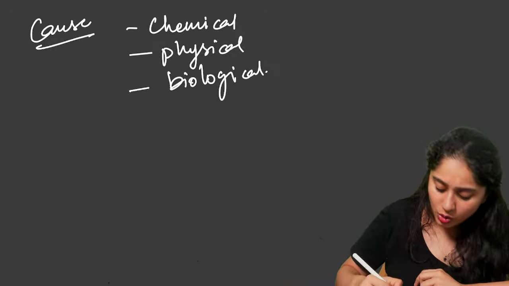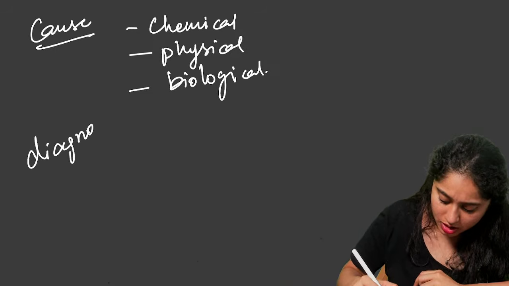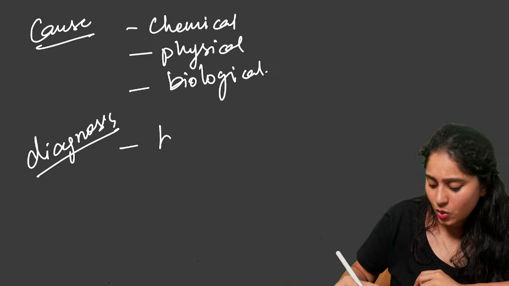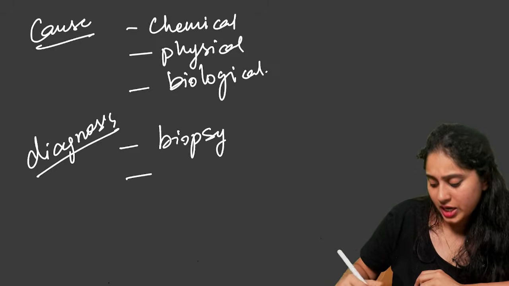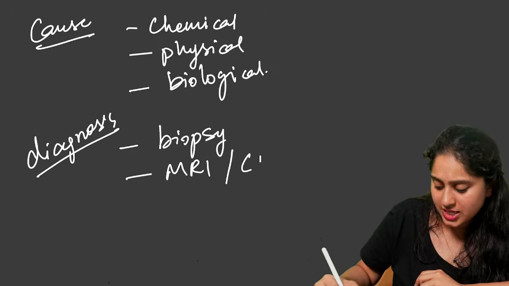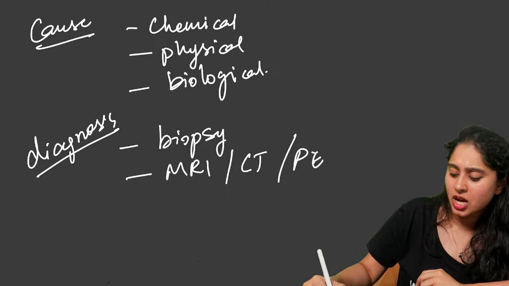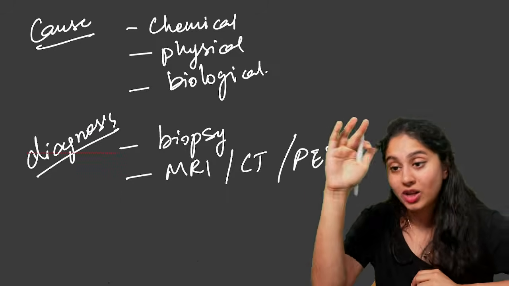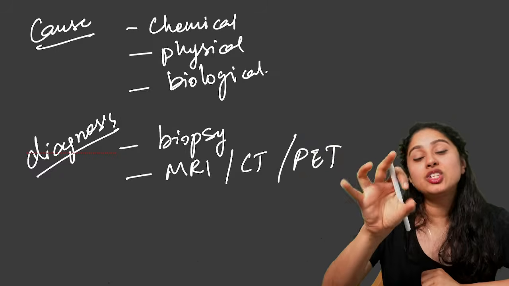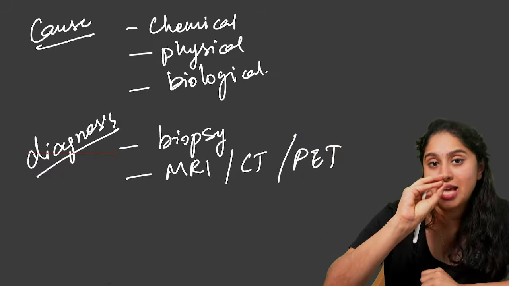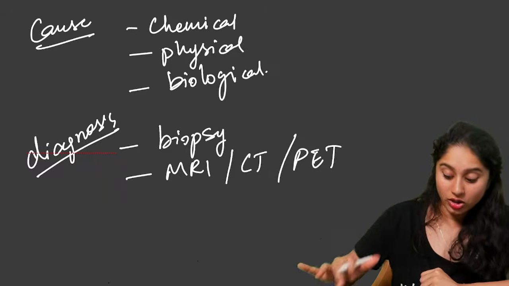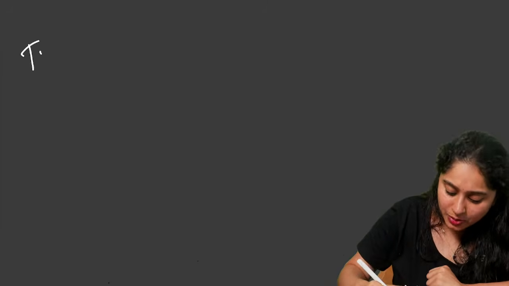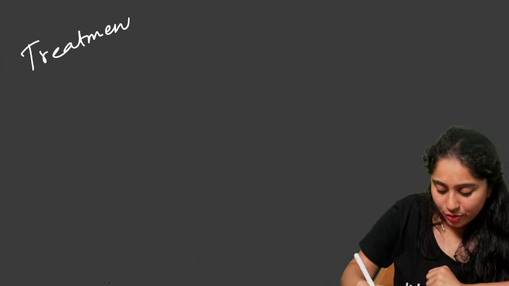Now if you look at the diagnosis, first thing is I can do a biopsy, or I can do MRIs or CT scans or PET scans to see where the tumor is and how far it's spread. Majorly through biopsy I can check if this cell is cancerous or not. And when it comes to treatment, I definitely have surgery.